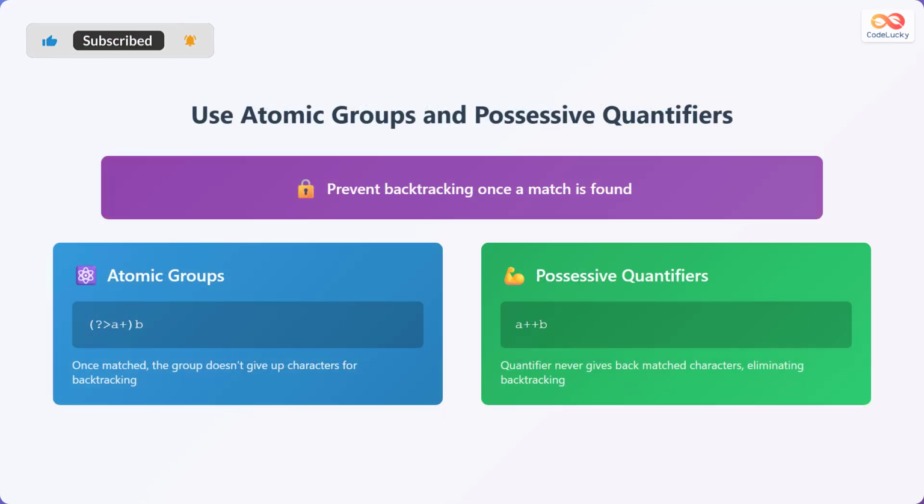Atomic groups and possessive quantifiers prevent backtracking once a match is found. For atomic groups, you can use this pattern: (?>a+)b. Once matched, the group doesn't give up characters for backtracking. For possessive quantifiers, you can use this pattern: a++b. This quantifier never gives back matched characters, eliminating backtracking.